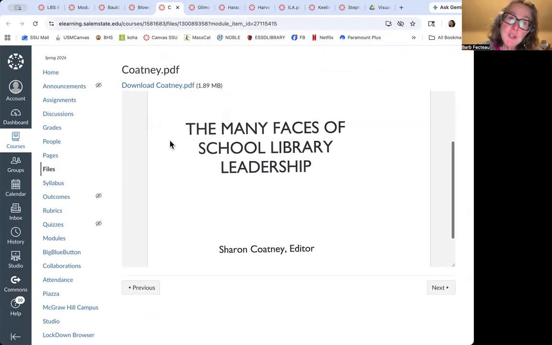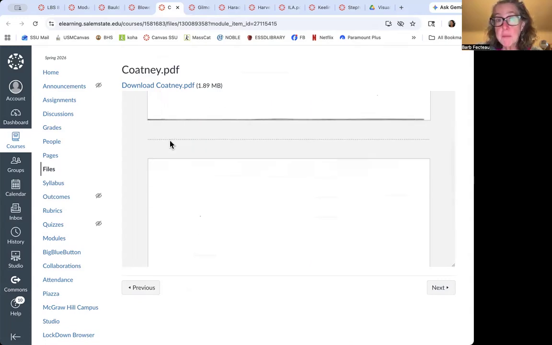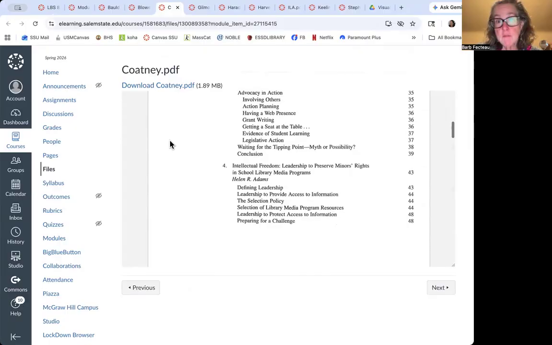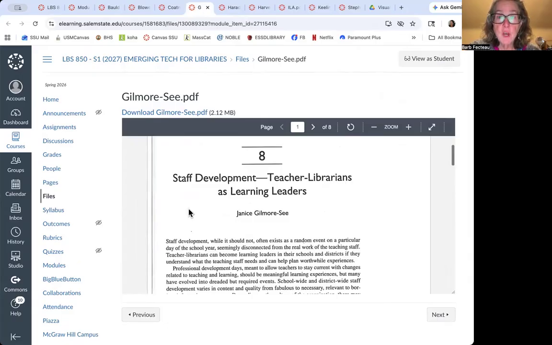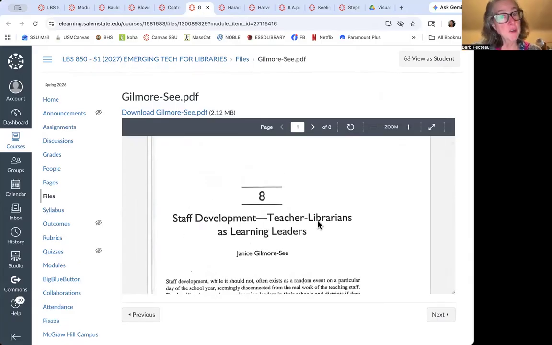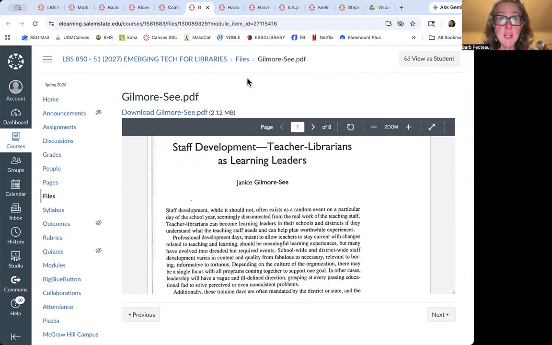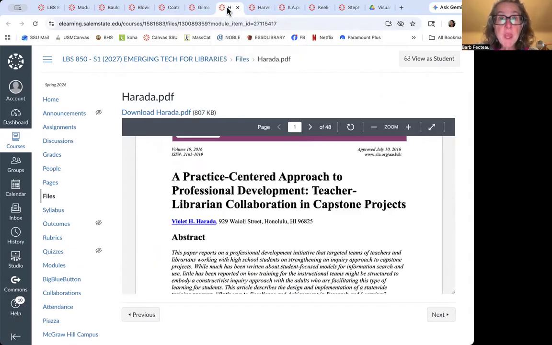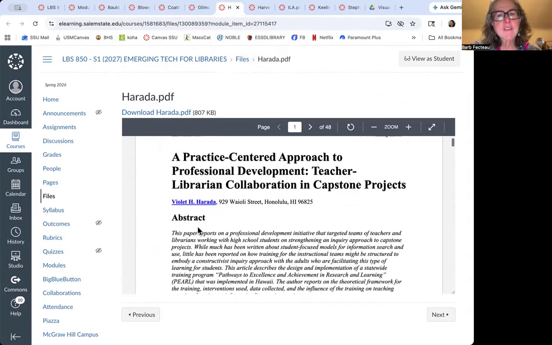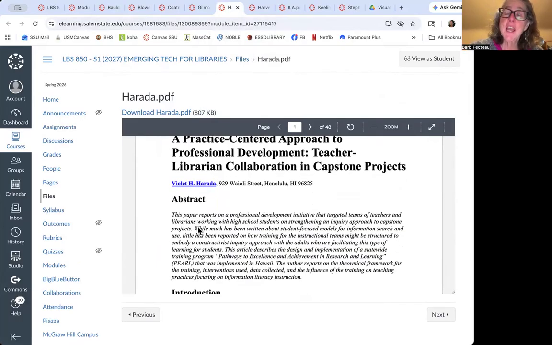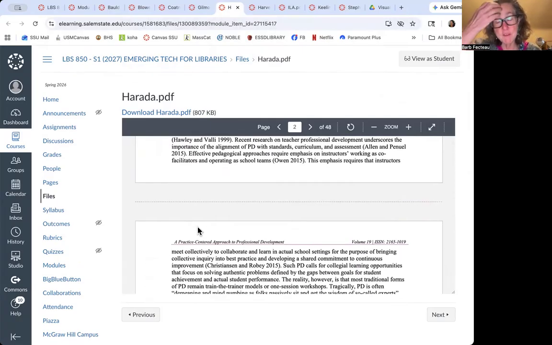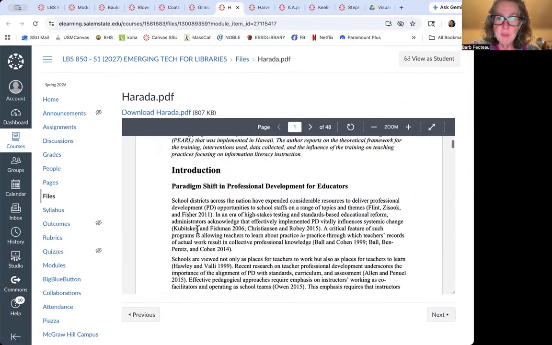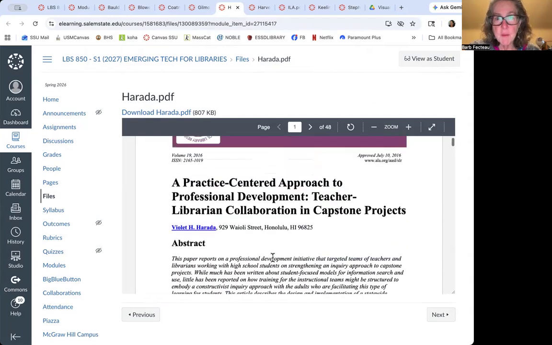Then we've got Sharon Coatney, who wrote or edited The Many Faces of School Library Leadership. So you can read the intro, there's everything that's in it, and then the introduction is down here if you want to take a look at that. There's also Janice Gilmore C's Staff Development, Teacher Librarians as Learning Leaders, which is more germane to what we're talking about this week. This one's more specific, and it's a chapter from the previous book. Then we've got a practice-centered approach to professional development, teacher librarian collaboration and capstone projects. This is a straight up study of librarians co-teaching and looking at PD. So that might be something that interests you.